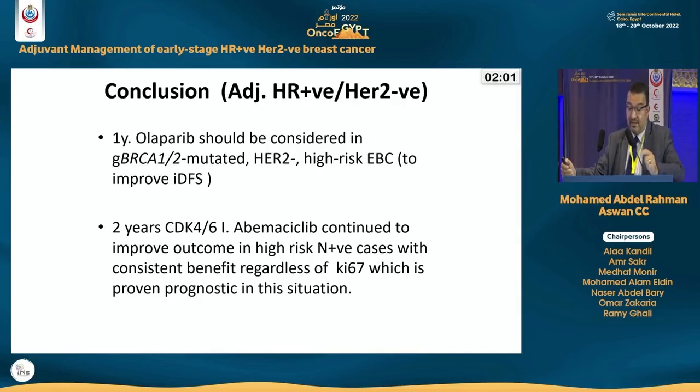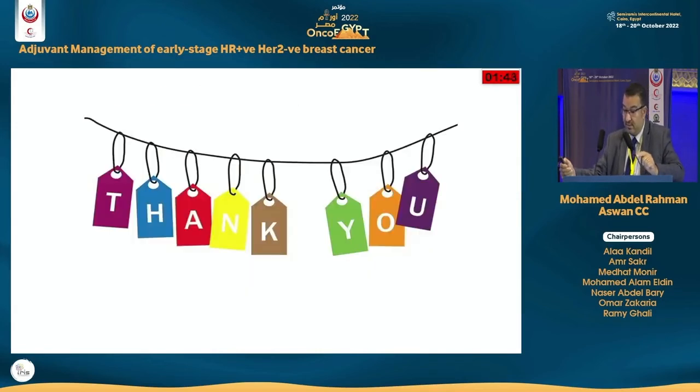And 2 years of the CDK4/6 inhibitor abemaciclib has proven to improve outcome in node-positive patients, and the benefit is consistent. Whether Ki-67 is low or high, it is not predictive, and it is prognostic in this situation. Thank you.